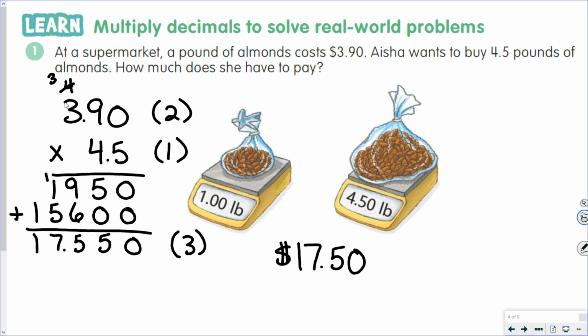Now, with a question like this, you could give yourself a little bit of help by doing some estimating. $3.90, that's close to $4. 4.5 pounds, well, that's between 4 and 5 pounds. So if it's $4 a pound and you bought 4 pounds, that would be $16. If it's $4 a pound and you bought 5 pounds, that's $20. So your answer should be somewhere between 16 and 20.